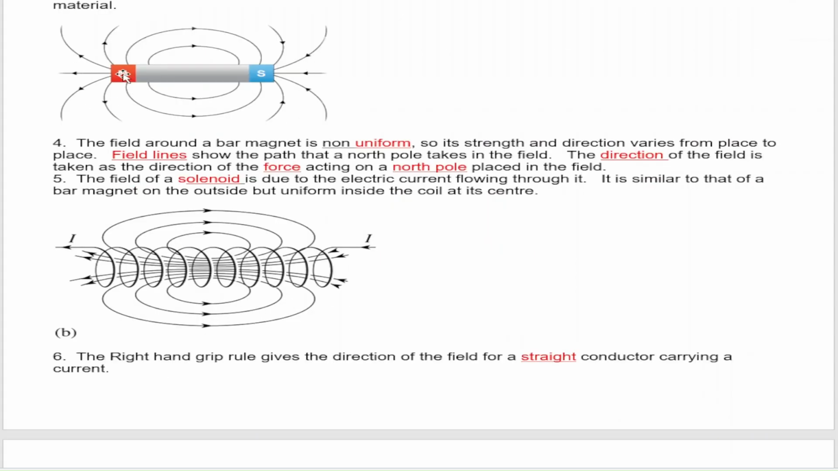There is the magnetic field that is being represented by the lines that you see. These are imaginary lines that are coming from a north pole into a south pole as shown. This was covered earlier in the 0625 syllabus. Now, as you can see, where the field lines appear to concentrate, that's where the magnetic field is strongest. And then where they tend to separate away from each other, that is a weak field. Now, the field around the bar magnet is non-uniform, so its strength and direction varies from place to place.